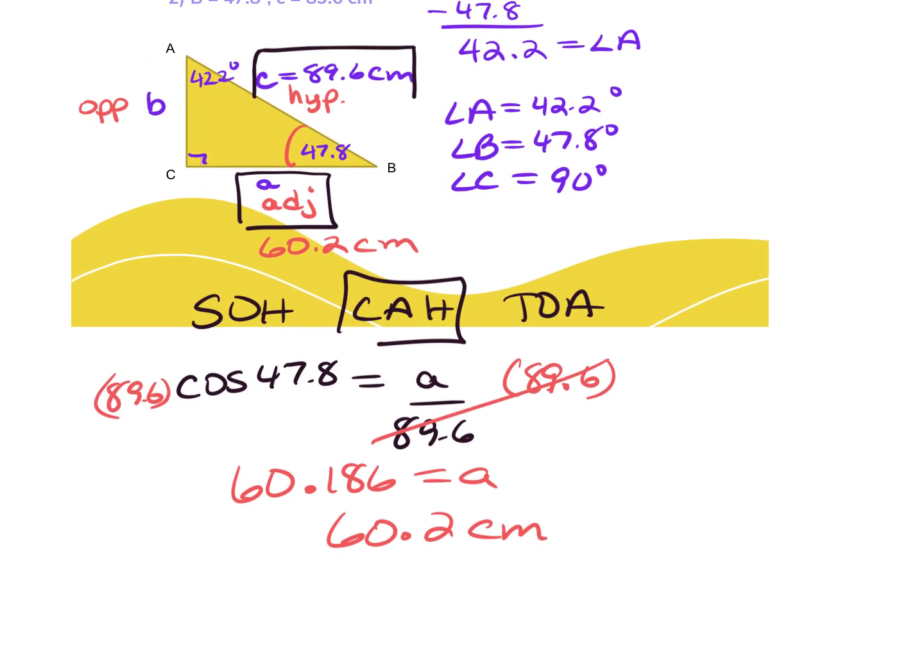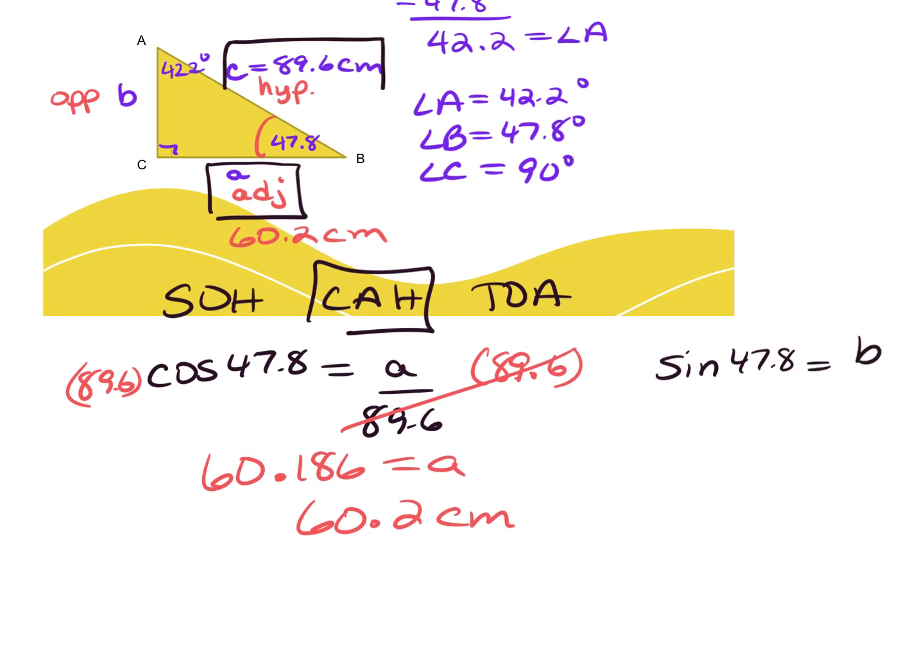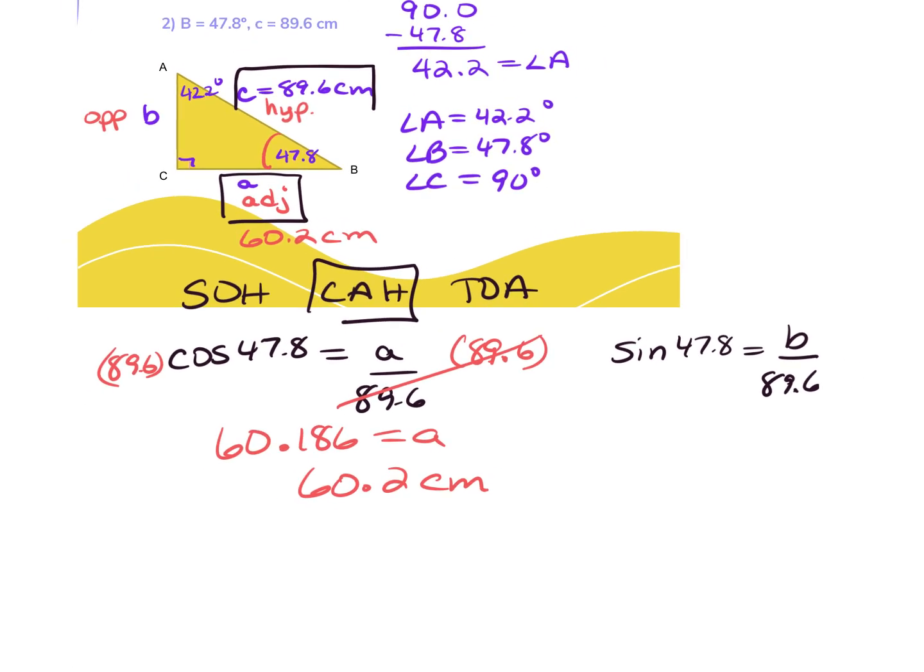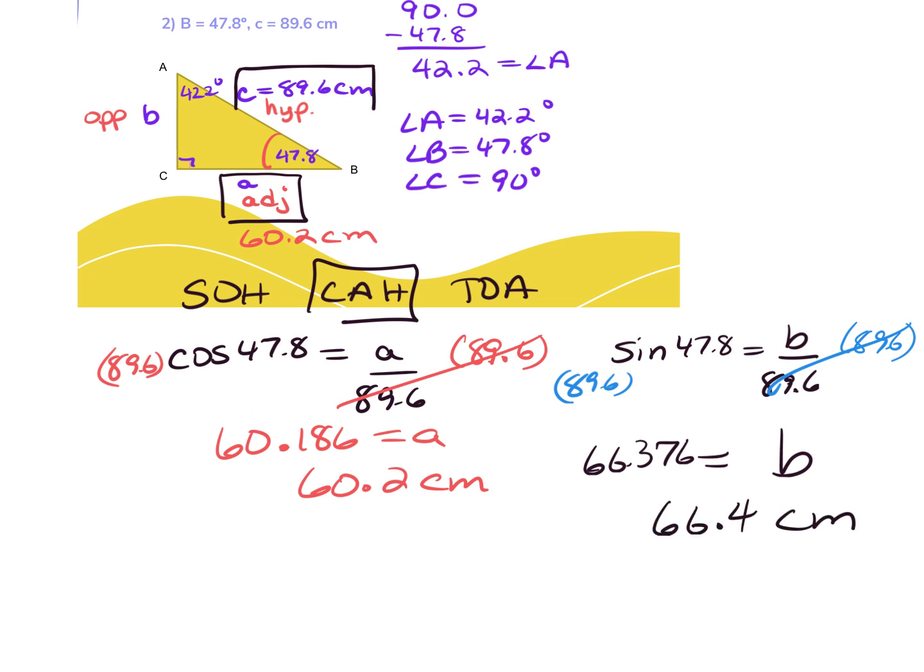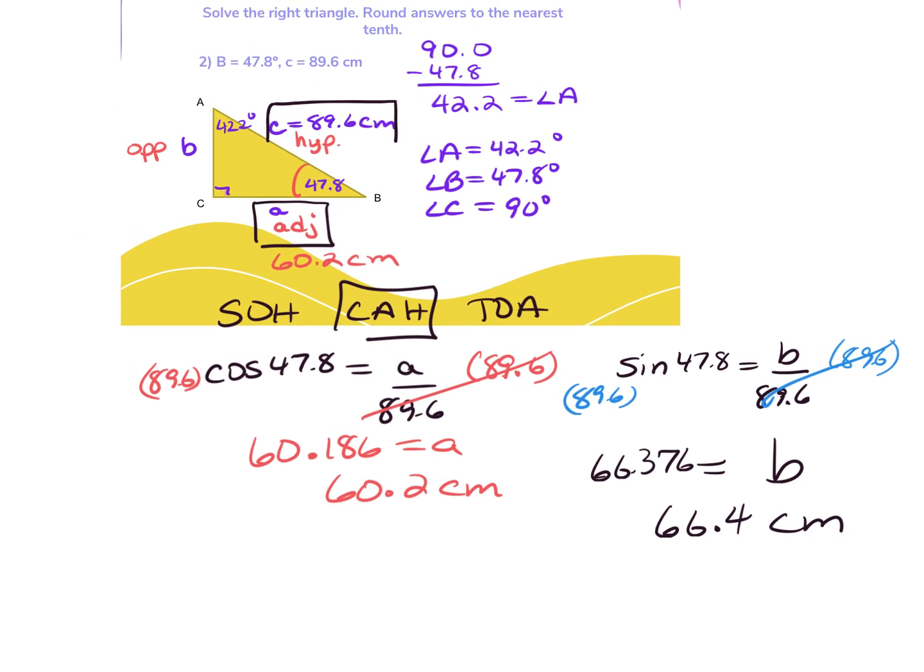So for little b, I'm going to do sine of 47.8 is equal to opposite, which is b, over hypotenuse, which is 89.6. And when the variable's in the numerator, all you're doing is multiplying to solve. So sine of 47.8 times the 89.6, and then you get b is equal to 66.376, so 66.4 centimeters is going to be the length of the opposite, or little b.